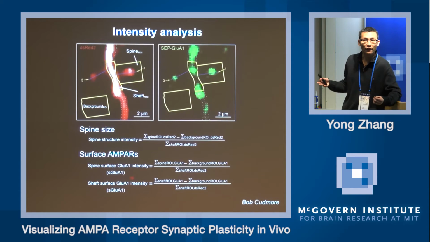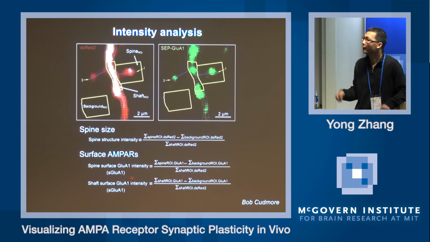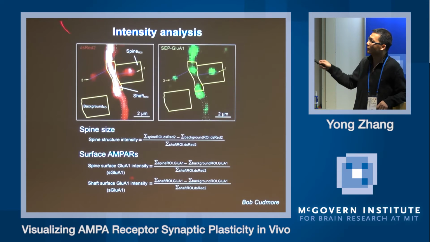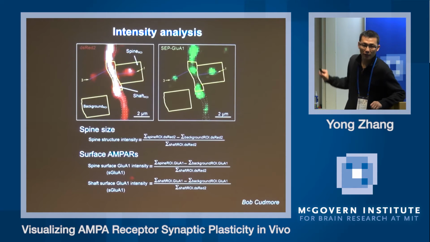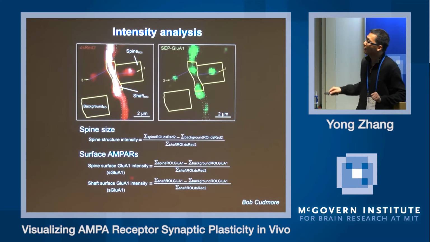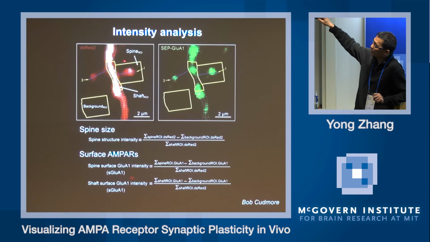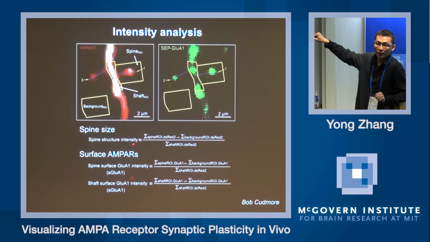There are a couple of things we can analyze or look at in the images. First is the spine size. The spine size is defined as such: you calculate the intensity of the pixels in the spine region of interest, subtract the intensity of the pixels in the background region of interest, and then normalize against the intensity in the shaft region of interest. We define this as the spine structure intensity, which is a proxy, or an estimate, of the spine size.